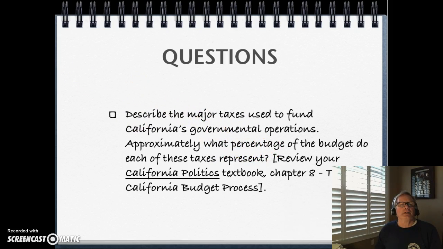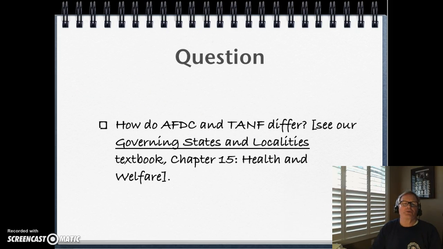All right? Next question is, how do AFDC and TANF differ? So for this particular question, we're going to be talking about Chapter 15, which is health and welfare. Okay, so here we're talking again, Chapter 15 in our bigger textbook, the Smith and Greenblatt textbook. And that's going to be covering health and welfare.